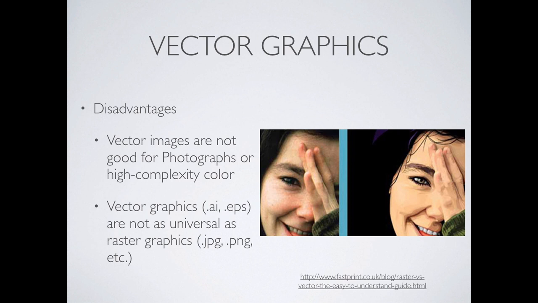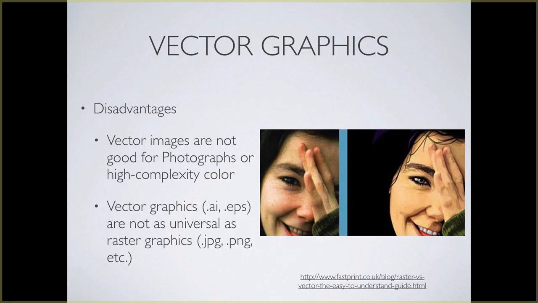Disadvantages, they're not particularly good for photographs. So where we need smooth transitions of colors, if we try to convert into vector graphics, we're not going to get those smooth transitions. I think this image on the side here is a pretty good comparison. So this image here is your raster graphic. This image here is your vector.